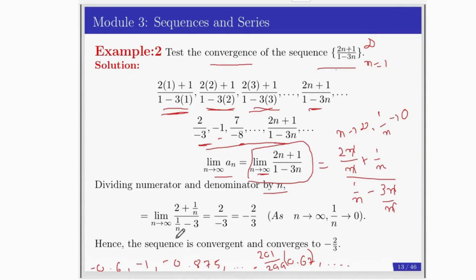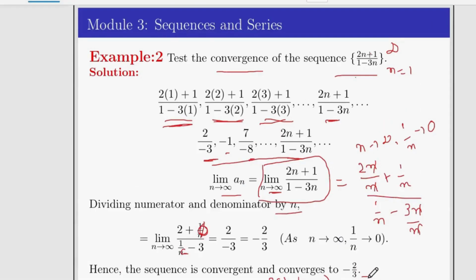Now apply the limit as n tends to infinity. 2 is a constant, as it is. The limit of 1/n is 0, so 1/n becomes 0, and the denominator becomes 0 − 3. We get the finite value −2/3. So the limit is −2/3. Hence the sequence is convergent and converges to −2/3. This sequence converges to only a single value, −2/3.